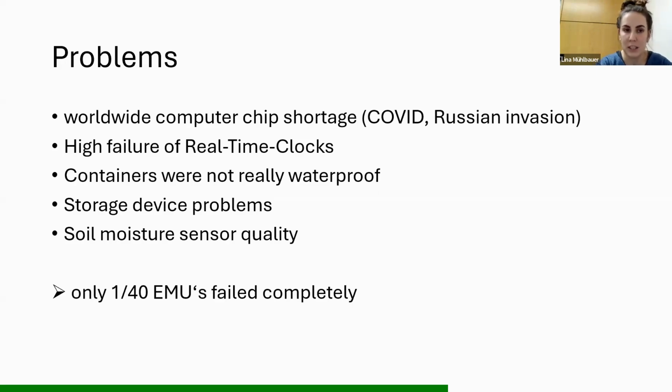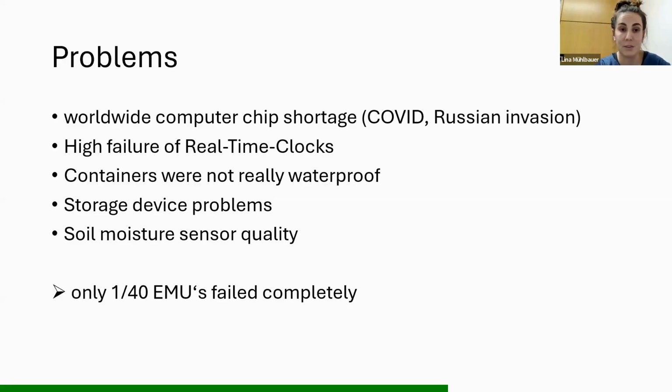But yeah, we then solved that. We had a high failure of real-time clocks during the experiment because we bought the really, really cheap ones. There are some more expensive ones. More expensive means 4 euros instead of 2. And it's probably worth it because they are really important.